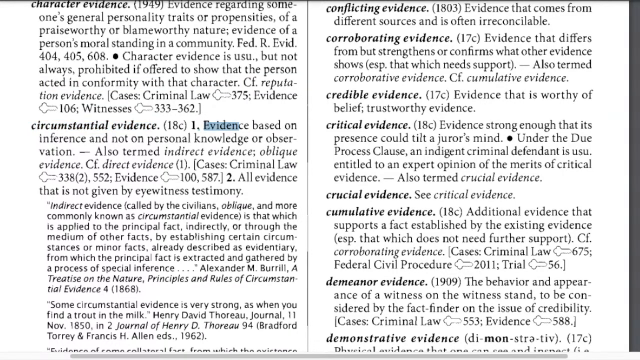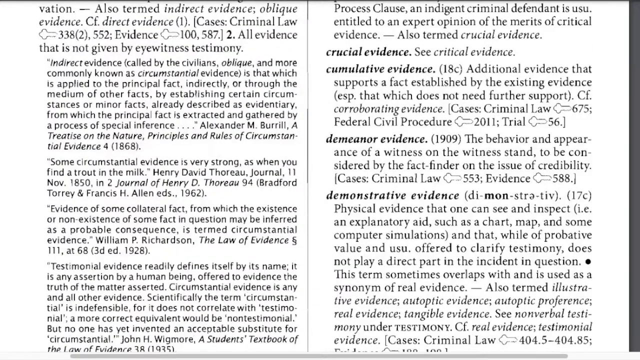Circumstantial evidence, 18th century. Evidence based on inference. Remember, logical reasoning and not on personal knowledge or observation. Also termed indirect evidence, oblique evidence. And that's to be a contrast with direct evidence. Definition 2: all evidence that is not given by eyewitness testimony is circumstantial. Oh boy.